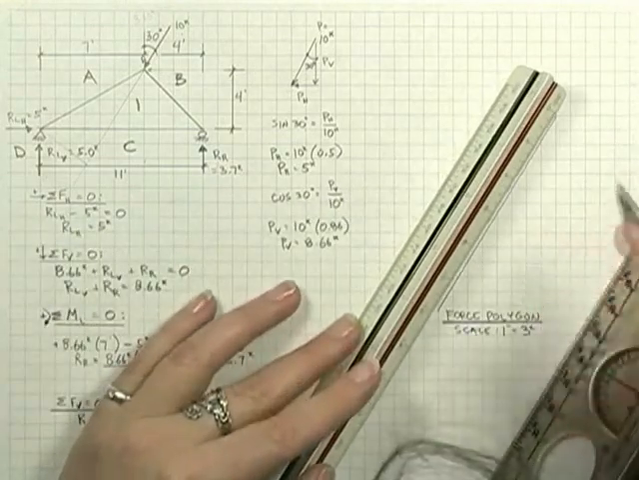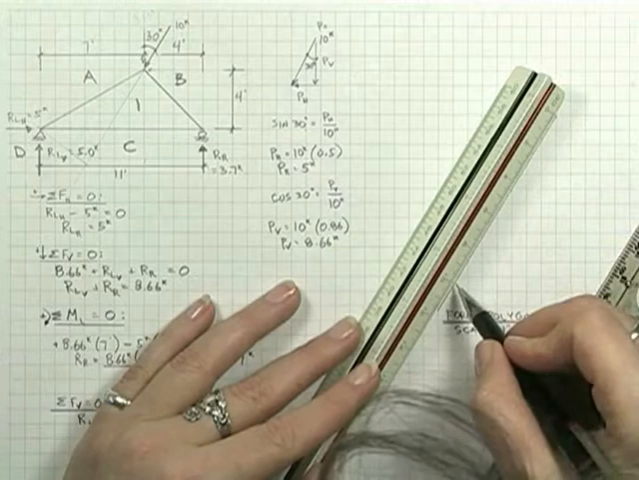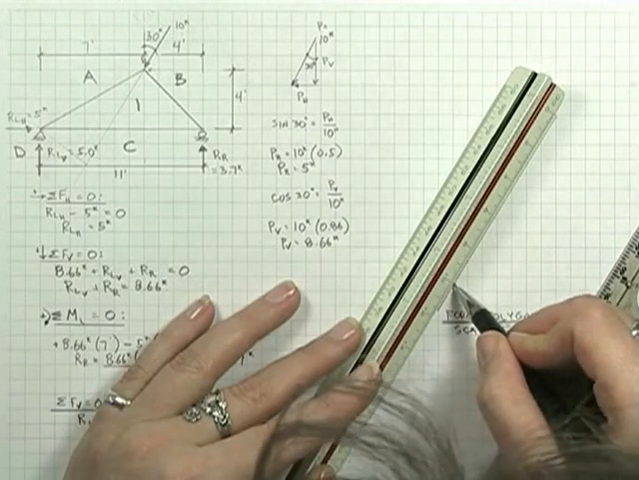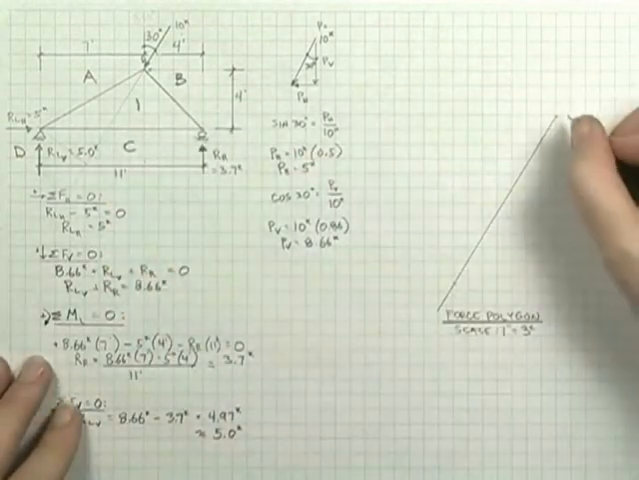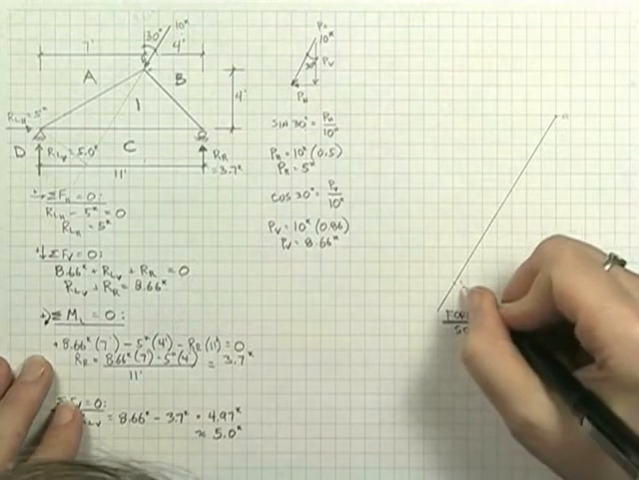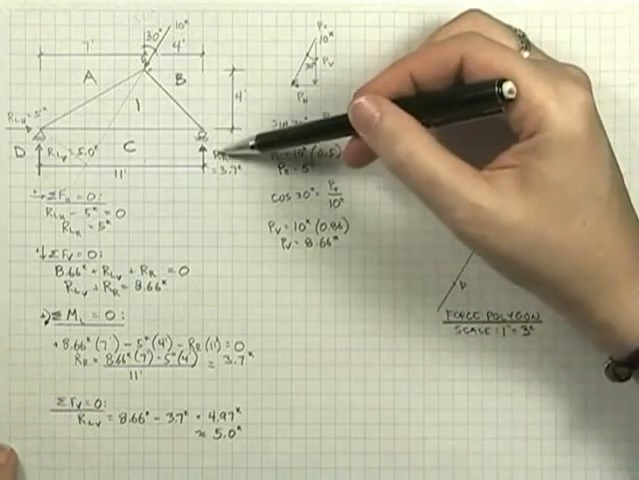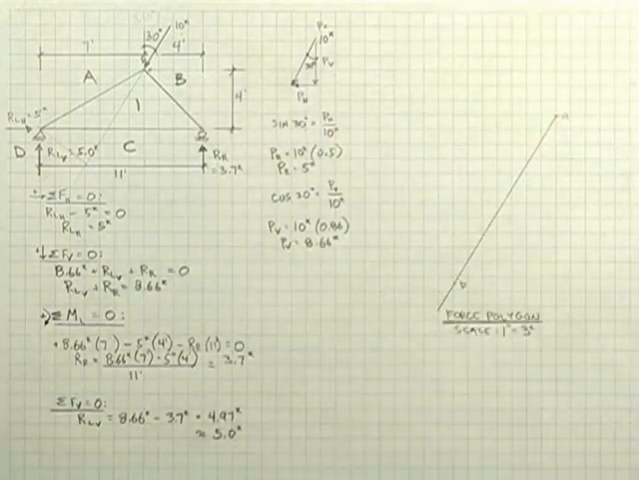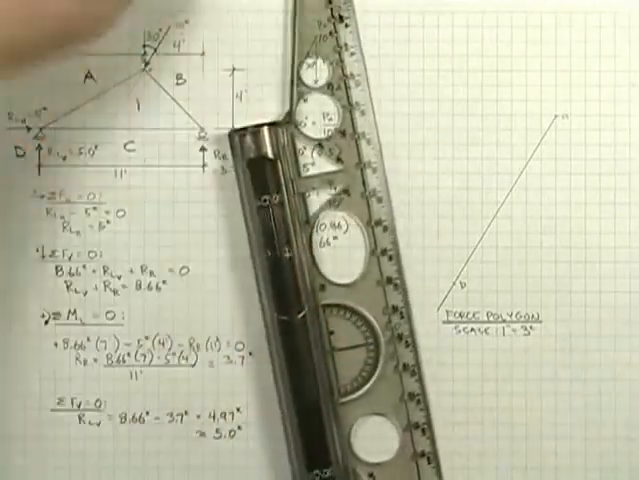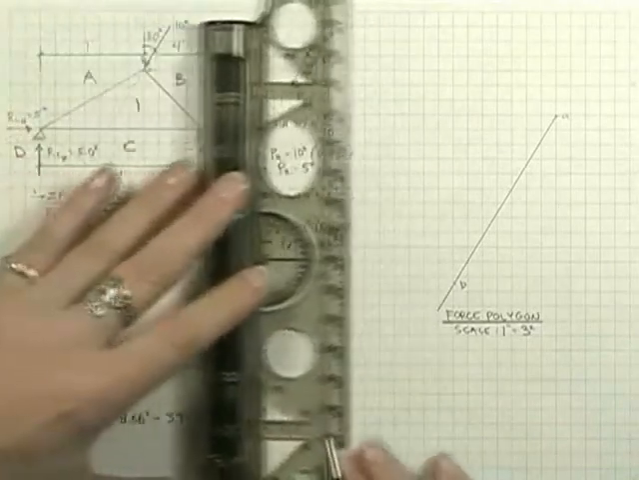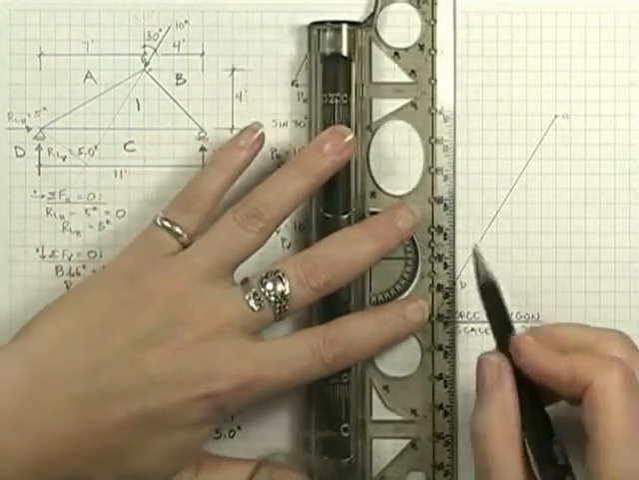The magnitude, I scale off of my scale at 10 kips. And the force goes from A to B, so I start at A, then I go to B. B to C is a vertical reaction, so that's strictly a vertical line. Don't really need to transfer anything to do that. Just simply line this up vertically. That's why I like to use the graph paper.